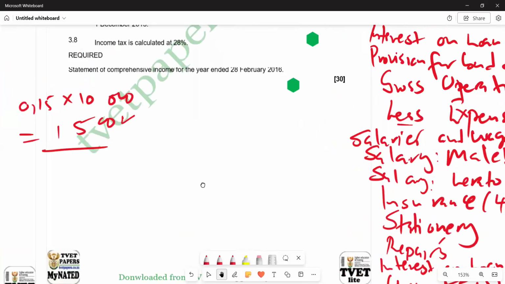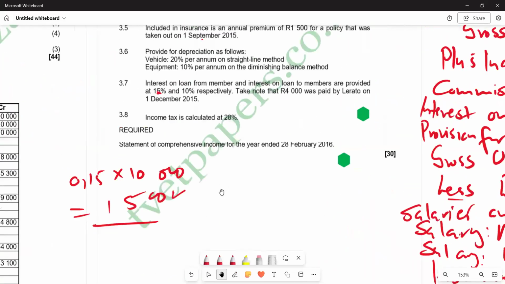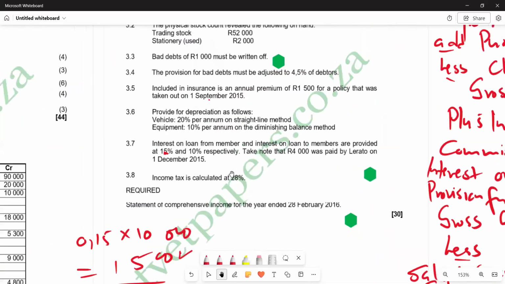Depreciation can never be listed in the trial balance, but you can go to additional information and identify it. Here we have it on 3.6. Provide for depreciation as follows. Vehicle 20% per annum on straight line method, and then equipment 10% per annum on diminishing balance method. So let's start with vehicle, 20% per annum on straight line method.